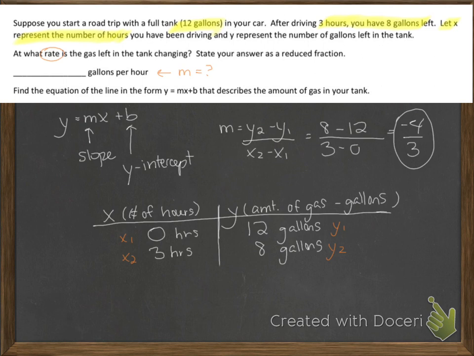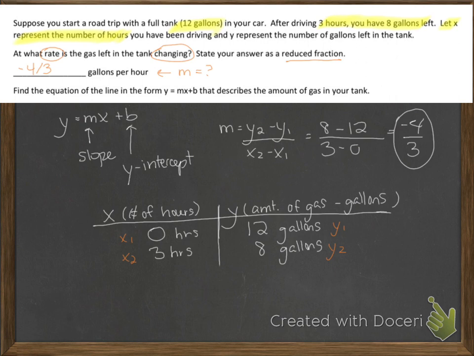So let's see what they want. It says, at what rate is the gas left in the tank changing? Okay, so changing doesn't mean increasing or decreasing. It just means changing, right? So the rate, we want it as a reduced fraction. So we're not going to type it into our calculator and get a decimal approximation. We're just going to type it in as -4/3, or write it out as -4/3, depending on if you're using a computer. I stole this from MyOpenMath, so this is just like the MyOpenMath problem. If you're doing a written homework assignment, then you would just write -4/3.